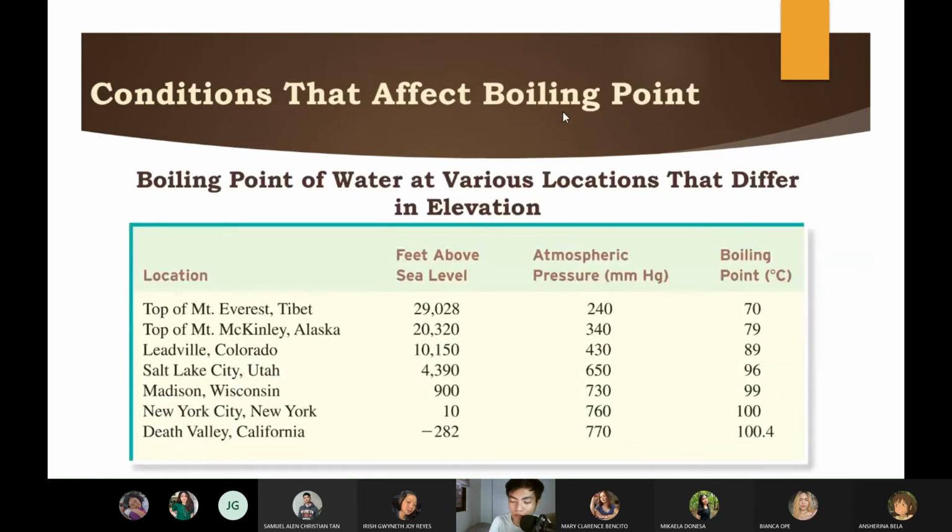Okay, so ito na pala yung sinasabi ko. So here are some conditions that affect the boiling point. Yung altitude nga, no? The higher the altitude, the lower the atmospheric pressure is. That means the lower the boiling point of the liquid will be.